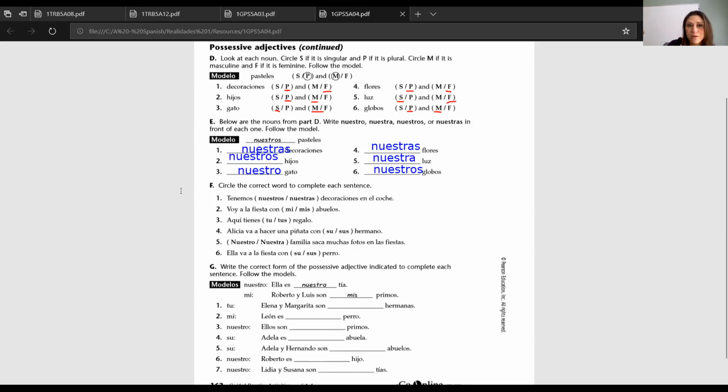Okay, so then down here, let's go through. Circle the correct word. Tenemos blank decoraciones en el coche. You've already done it up here, so nuestras. Remember, decoraciones is feminine, so it's nuestras.